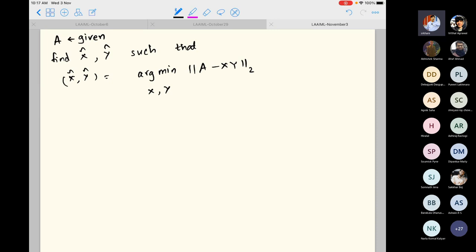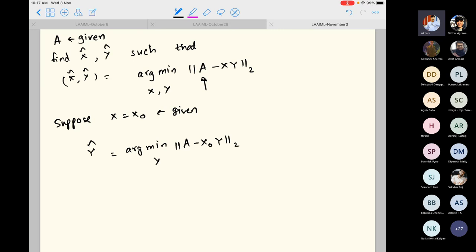So what I am going to do is the following. Matrix A here is the given matrix, and both X and Y are unknowns. Suppose one of the matrices X and Y were known to me. Hypothetically assume that I know X, so I consider X equal to X naught, which is given. Then what does this problem actually boil down to? Then you want to find Y hat such that Y hat is the argmin over Y, because X is now given, of the 2 norm of A minus X naught Y.